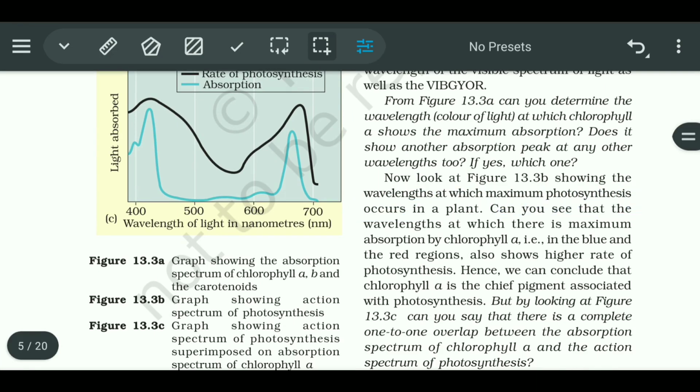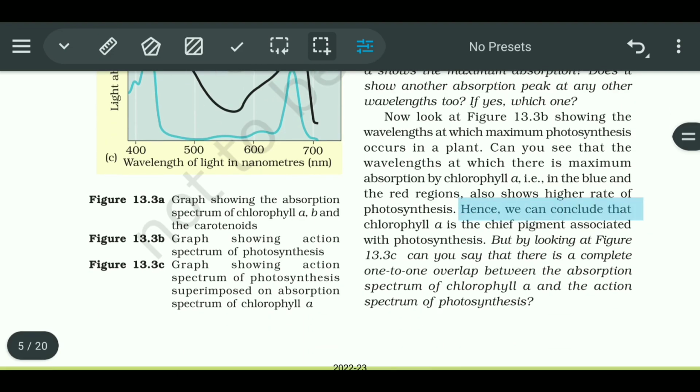Now look at Figure 13.3b, showing the wavelengths at which maximum photosynthesis occurs in a plant. Can you see that the wavelengths at which there is maximum absorption by chlorophyll a, i.e. in the blue and the red regions, also show a higher rate of photosynthesis? Hence, we can conclude that chlorophyll a is the chief pigment associated with photosynthesis. But by looking at Figure 13.3c, can you say that there is a complete one-to-one overlap between the absorption spectrum of chlorophyll a and the action spectrum of photosynthesis?